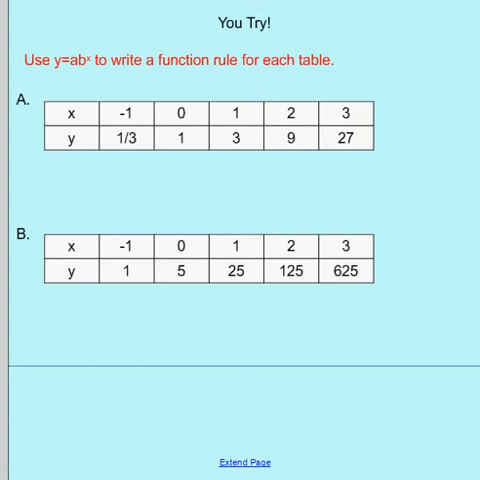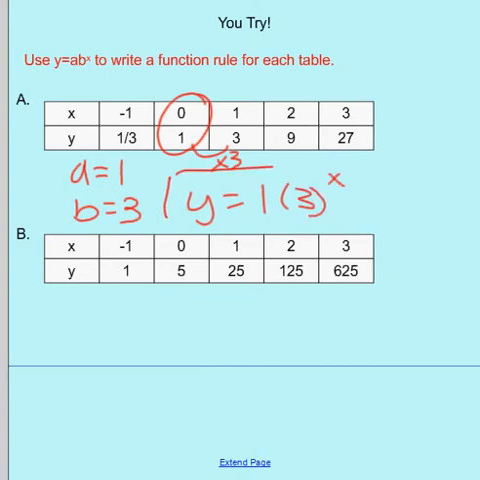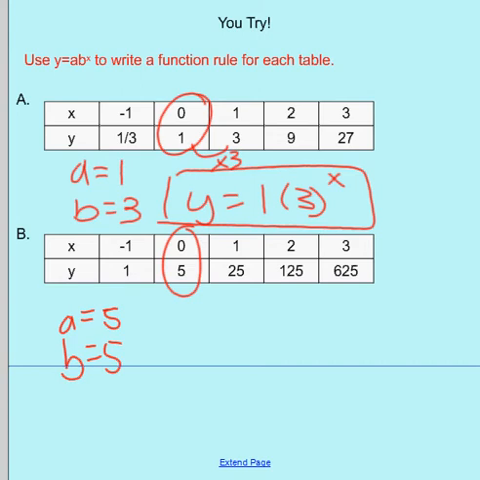All right, welcome back. So here are your answers. For A, my a value is 1, where x is equal to 0. And my b value is 3. Again, I'm multiplying by 3 each time to get the next y. So my equation is y is equal to 1 times 3 to the x power. For letter B, my a value is 5. My b value is also 5 because I'm multiplying by 5. So my final equation is y equals 5 times 5 to the x power.